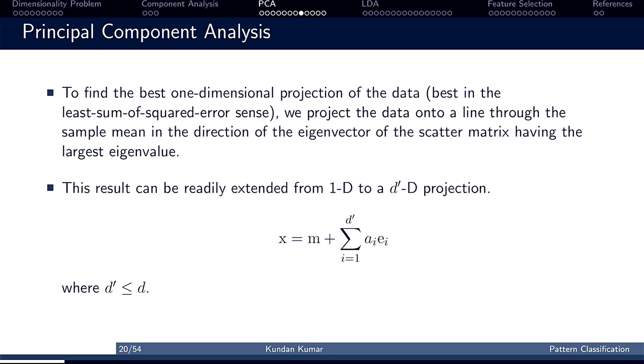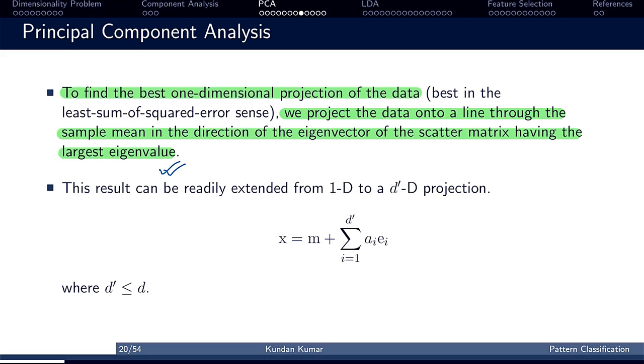So to find the best one-dimensional projection of the data, we project the data onto a line through the sample mean in the direction of the eigenvector of the scatter matrix having the largest eigenvalue. This is the inference that we need to remember. That is a very important point.